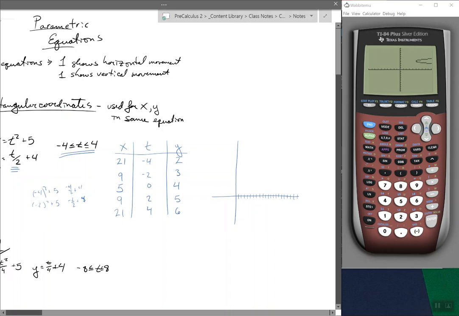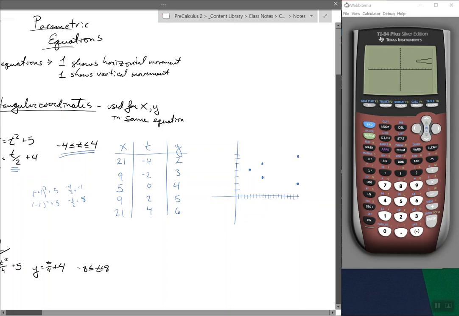That's 21. This will be a little bit bigger of a scale here. That's 7. So the first point we would plot is 21, 2. So 21, 2 would be right there. Then we go to 9, 3, which would be there. And then we'd go to 5, 4. Then we'd start back around the other way, so we'd have 9, 5, and 21, 6.